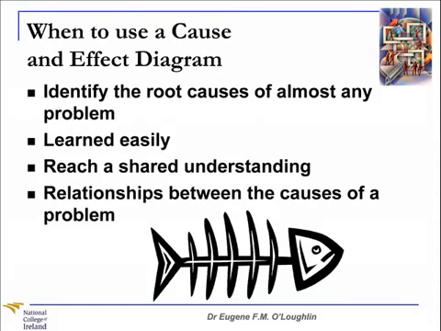So when do we use a cause and effect diagram? Well, it can be used to help identify the root causes of almost any problem that you can think of. This type of diagram is learned very easily by people, and it's very useful in helping teams reach a shared understanding of a complicated problem. We can also use them to organize and analyze relationships between the causes of a problem. Basically, what it's very good at doing is when something has gone wrong and we don't know what it is, we use our cause and effect diagram to help us try and figure out what is causing the problem.